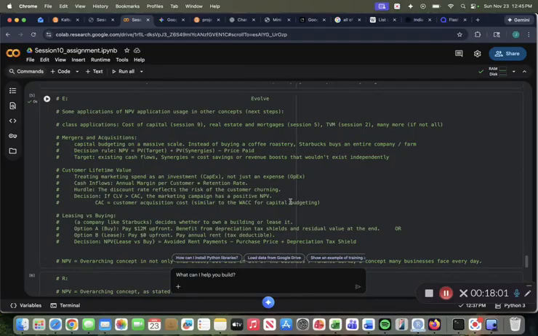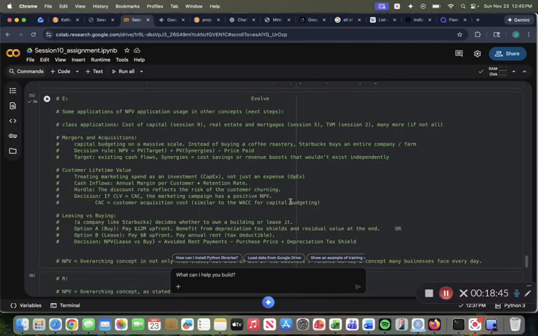And then just some actual real life scenarios where this could be used: mergers and acquisitions, using capital budgeting on a massive scale. Instead of buying a coffee roastery, this would mean Starbucks would buy an entire company or a coffee bean farm or something like that. So the decision rule that we would have to think about in this case would be calculating the net present value of the existing cash flows, or the present value of our existing cash flows or our target, plus the present value of our synergies, which is the cost savings or revenue boost that wouldn't exist independently. And then we subtract our cost, which would be the price paid for that company or that farm.